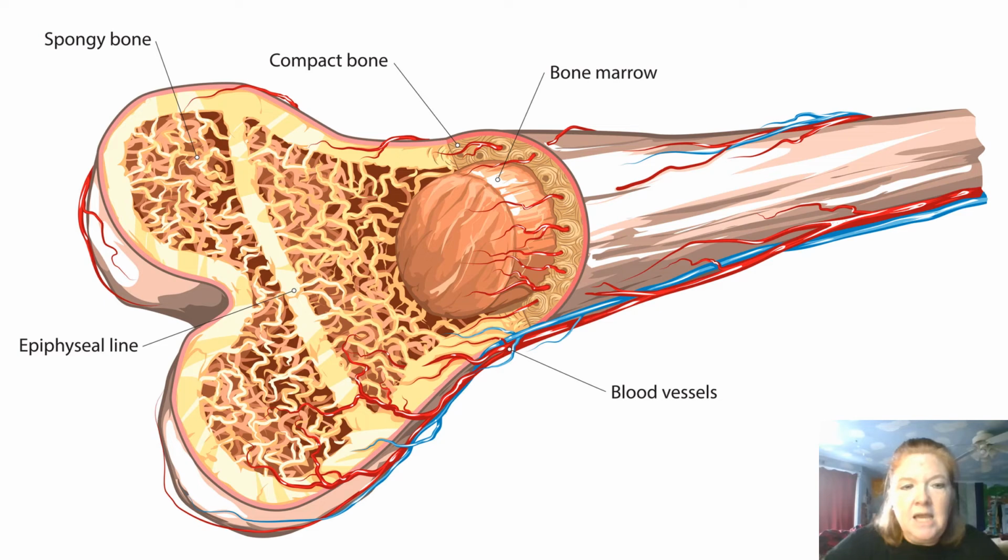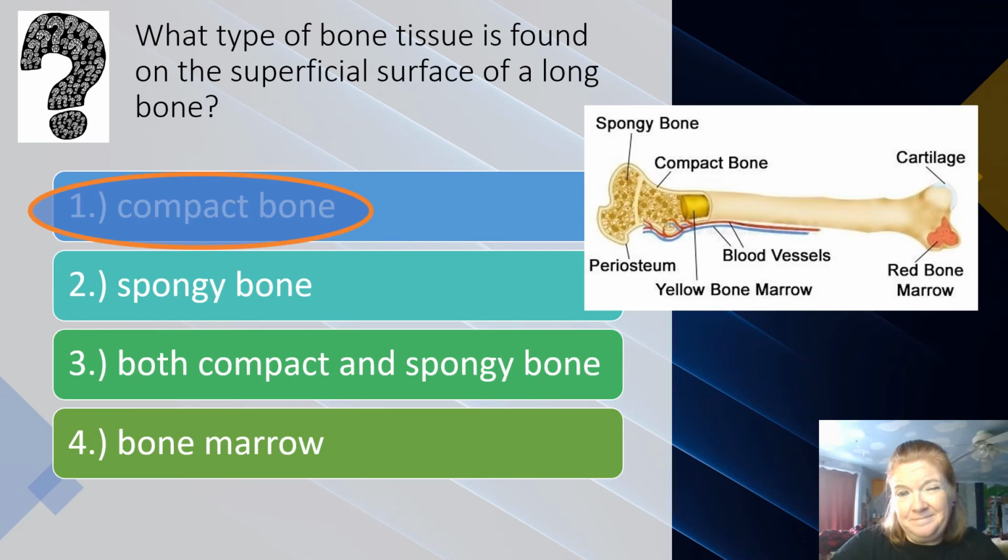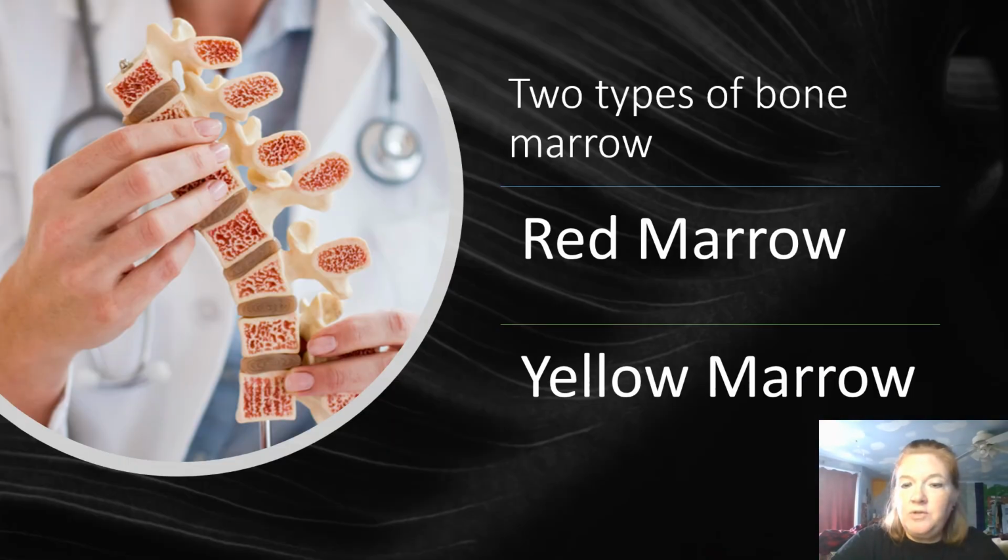So here you can see spongy bone is still protected by compact bone, okay? There's no spongy bone in the diaphysis, the shafts, but you can see even in the epiphysis, the ends, we do have some compact bone to protect that spongy bone. All right, so what type of bone tissue is found on the superficial surface of a long bone? It's compact bone.